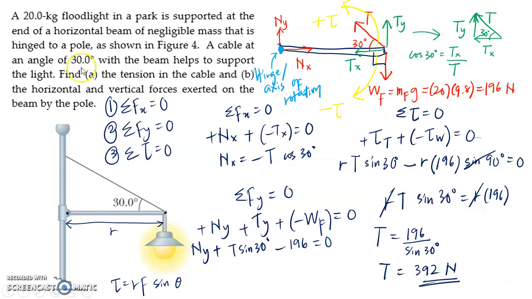To solve the rest of the question, which is finding the horizontal and vertical forces exerted on the beam by the pole, you can just substitute the value of tension here into the first equation for x and the second equation for y.